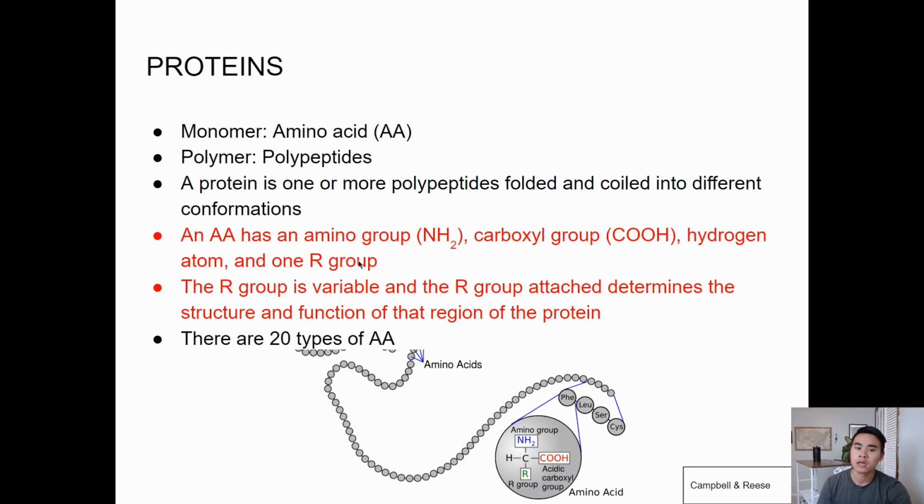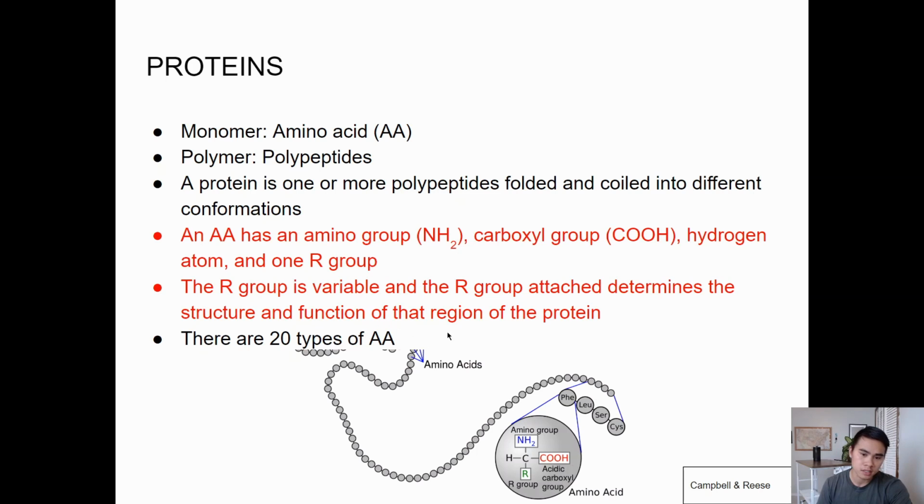This is important. An amino acid has an amino group, NH2, a carboxyl group, COOH, a hydrogen atom, and one R group. So it has four different things: an amino group, carboxyl group, hydrogen atom, and one R group. This is important. Also, the R group is variable. So something goes inside the R. It's like X in math. So the R group is variable.